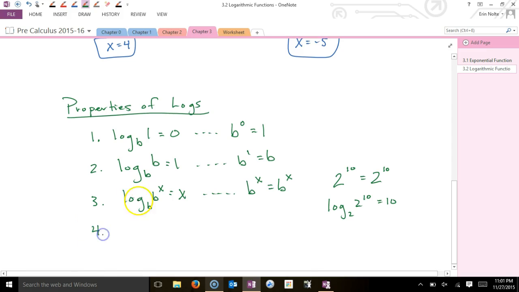Fourth property, if you have b to the log of base b of x. So this one is in exponential form, but the exponent of the b happens to be a log. Want to make a guess on that one? Come on, make an educated guess. Throw something out.